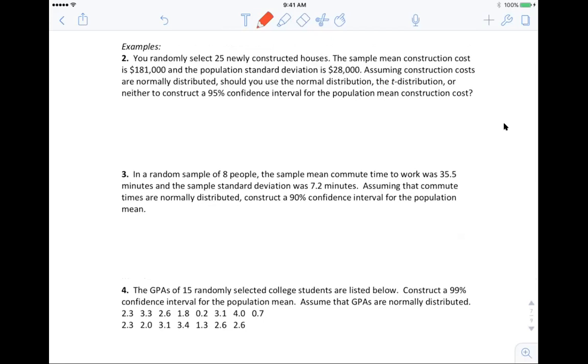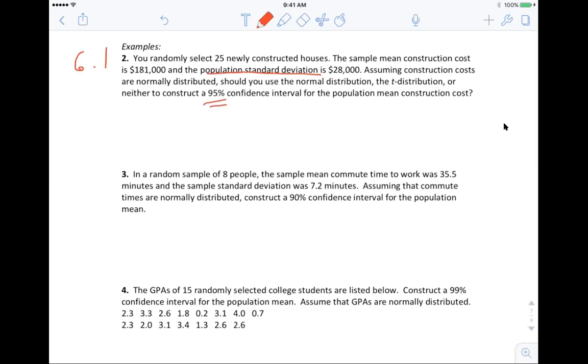Number 2, you randomly select 25 new houses, sample mean, blah, blah, blah. There it is, population standard deviation. As soon as it says that, you know it's Z. So this one is a 6.1 problem right here, just because of that fact, okay? Let's try it. So if it's a 6.1 problem, we've got to go back and think, okay, how did we do those, right?